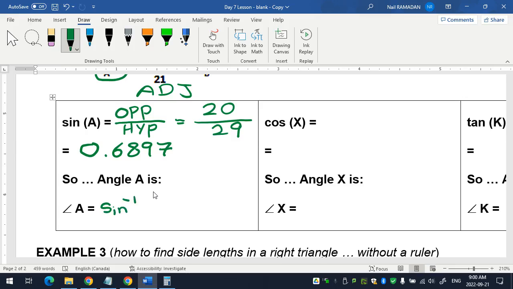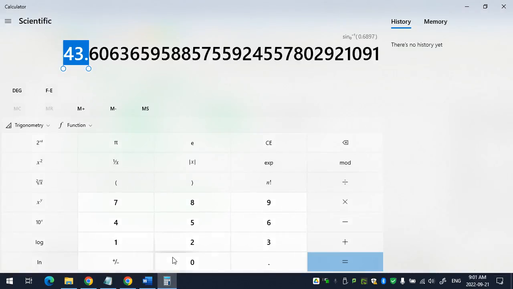By the way, what does this weird corner symbol mean? This means angle A. So you don't have to write the word angle. You can just say corner A, angle A, sine inverse. What do you put inside? The decimal. So point 6897. Now, you don't have to show me this number and then show me the rounded. You can just jump to the final answer.